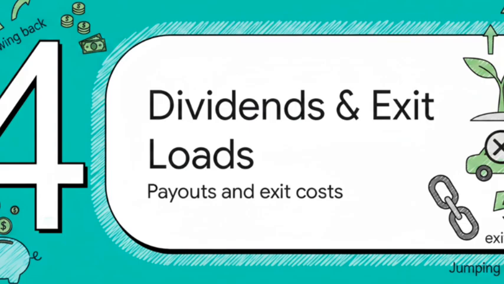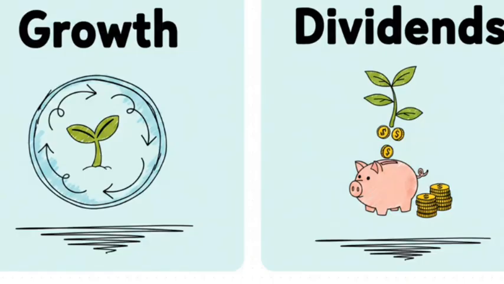Section 4. Dividends and exit loads. Next up, let's explore how money flows back to you while you hold the asset and what it might cost you if you jump out early. When you invest, you generally face 2 main choices. You can go with a growth plan where the value simply compounds quietly inside the NAV and you only see the cash when you eventually sell your units.